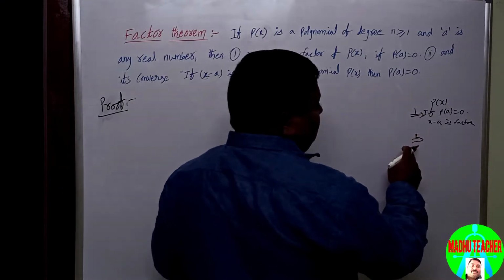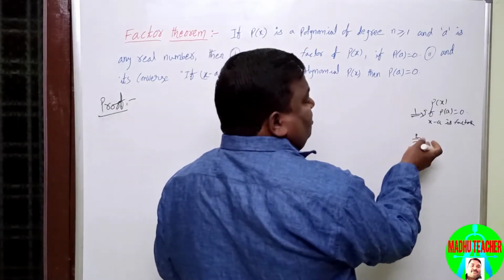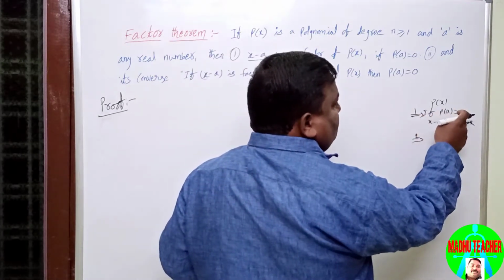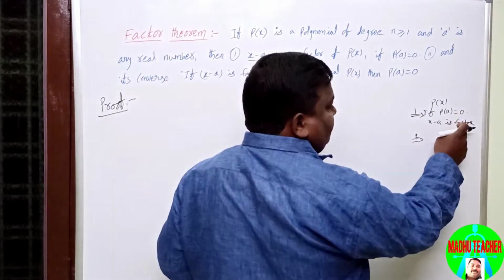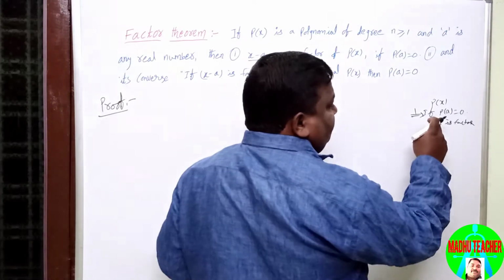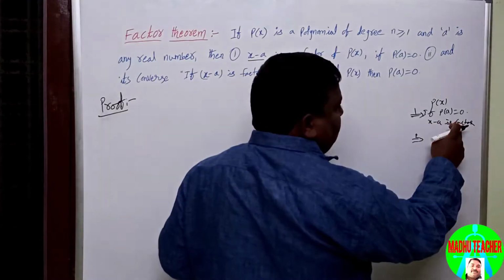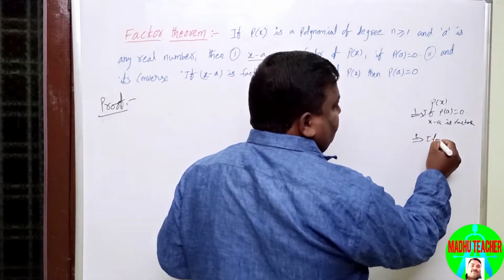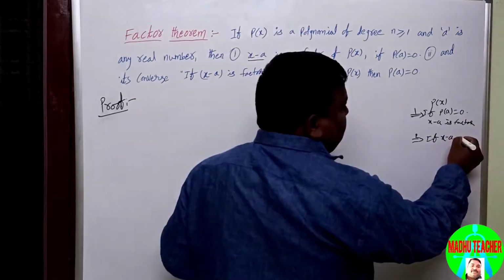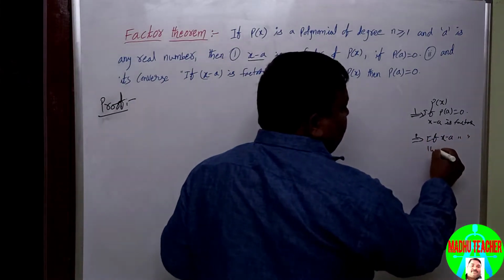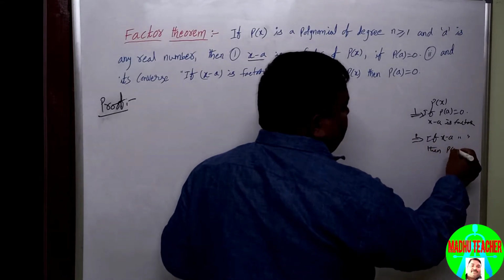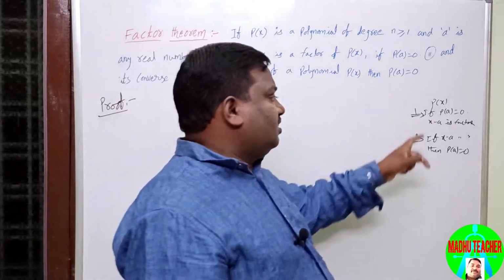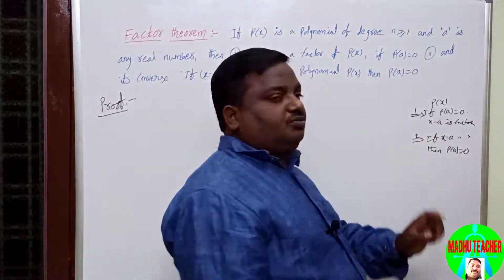So what is the second one? It is the converse of the first one. If p of a equal to 0, then x minus a is a factor. Second one is if x minus a is a factor, then p of a equal to 0. Okay, these two you have to prove.